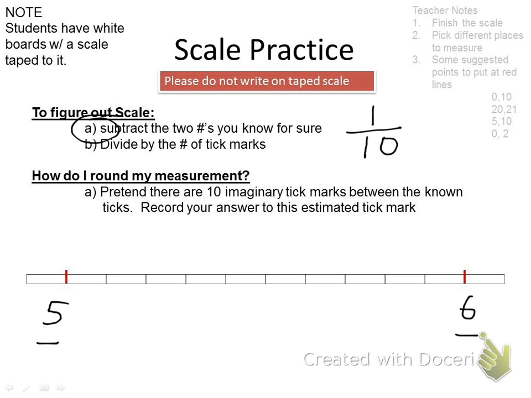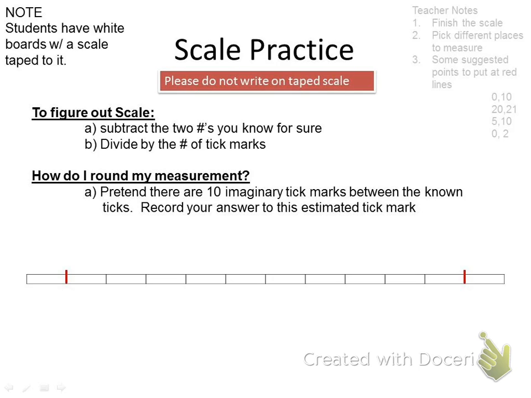On any number, of course, you know that there's an unwritten decimal at the end of the 1. So when you divide by 10, you just simply move the decimal one place over, and you get 0.1. So you're measuring by 0.1s. 5.1, 5.2, 5.3, 5.4, 5.5, 5.6, 5.7, 5.8, 5.9. And that tells you this is supposed to be 6.0, and that's supposed to be 5.0. Alright, so that's how you figure out scale.